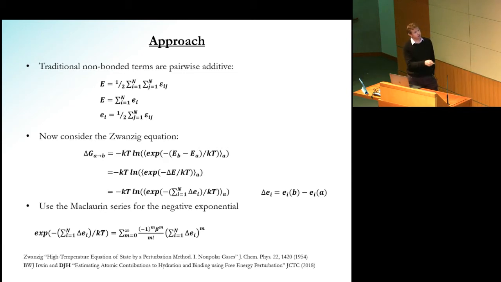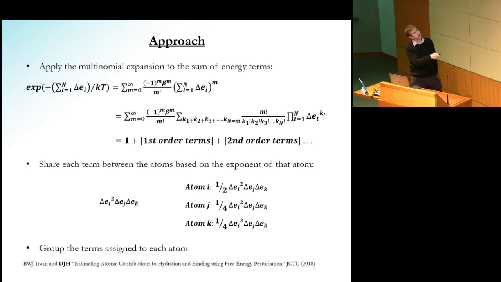And so the problem I set Ben was to take this and expand this out and see where it goes. The approach is to take this Maclaurin series for the exponential term that's inside the ensemble average, and you expand it out in this way. You now have a sum of terms, essentially a power series here. You can apply this multinomial expansion to the sum of energy terms, and you get this horrible looking infinite sum, which is essentially made up of first order terms, second order squared terms, cubic terms, all the way up.